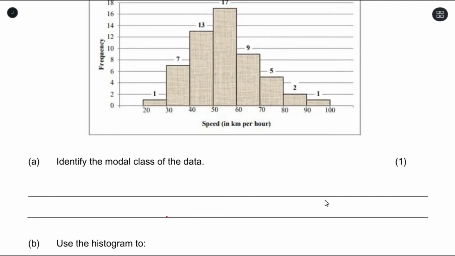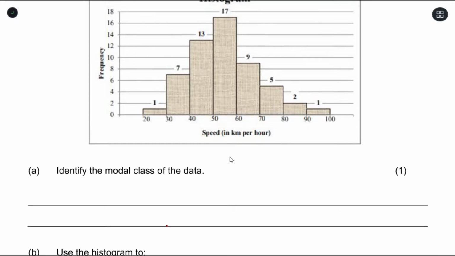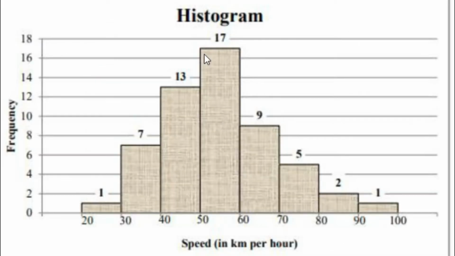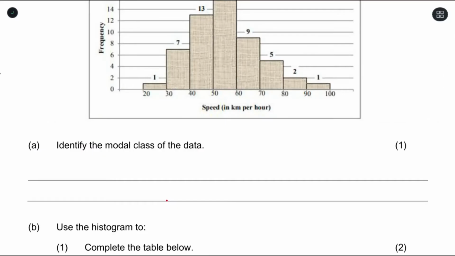Now, the first question says identify the modal class of this data. If you're identifying the modal class, you're looking at the one with the highest frequency. From here, that is the highest bar, from 50 to 60, which is 17. So our answer is just going to be 50 to 60.